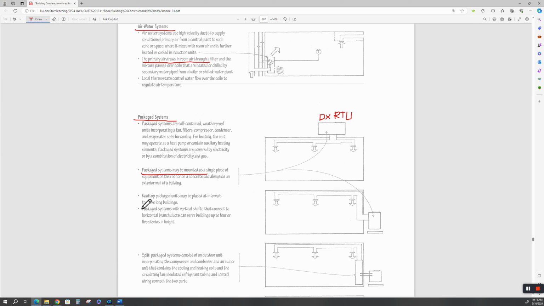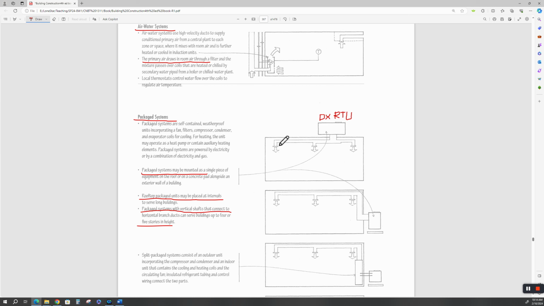All right. Rooftop package units may be placed at intervals to serve long buildings, and package systems with vertical shafts that connect to horizontal branch ducts can serve buildings of up to 4 or 5 stories in height. And getting enough room to get a crane in here, and a heavy enough crane to set multiples of these, is problematic.